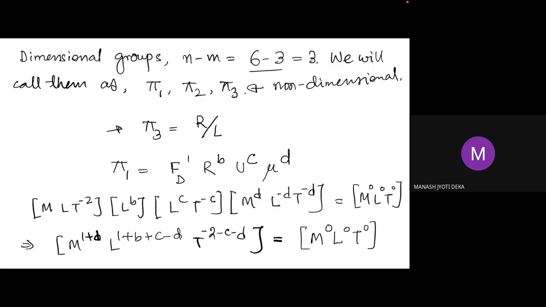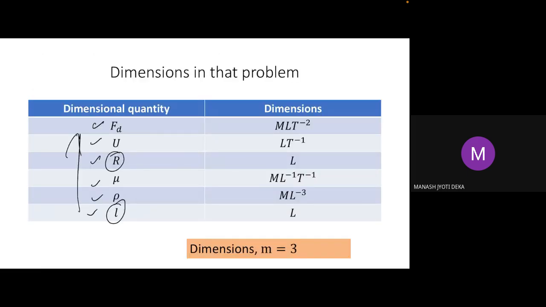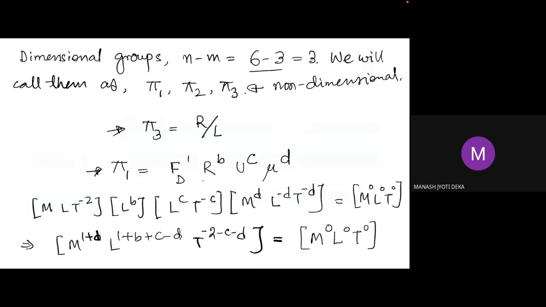Similarly, secondly, we can define the pi 1 term. See here, how many terms do we have? We have 6 terms total. Out of these, we need to find the FD term. So FD we can take as a dependent variable, and we have the other 5 terms. Out of 5 terms, 3 terms have to be repeating, because we have a dimension of 3. So we need 3 repeating variables, and I'm taking r, u, and mu as repeating variables, and you have to balance the dimensions of the right hand side and the left hand side to find the values of b, c, and d. I'm taking pi 1 to be non-dimensional, so it should be M0, L0, T0.